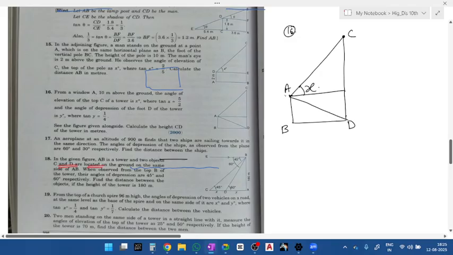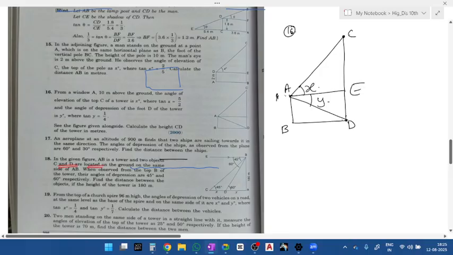Next, the angle of depression of the foot D of the tower is y. So you're standing at point A, students. If you want to look at C, it is x. If you want to look at D, it is the angle of depression. Let me name it as E here. Which one will be y? Which angle is y? Angle EAD will be y.